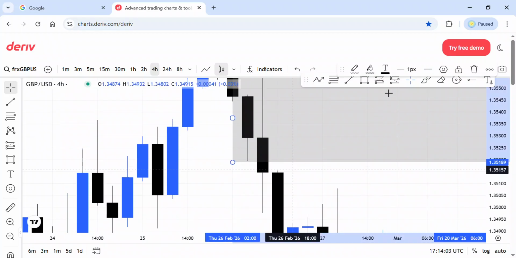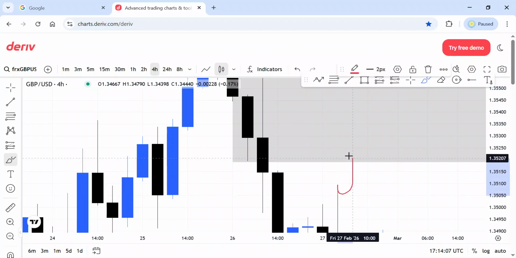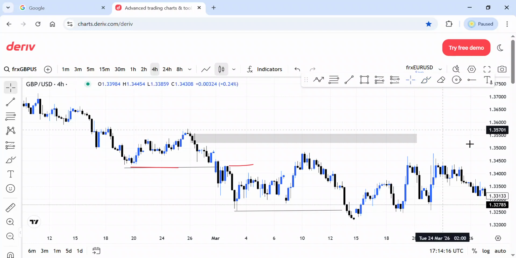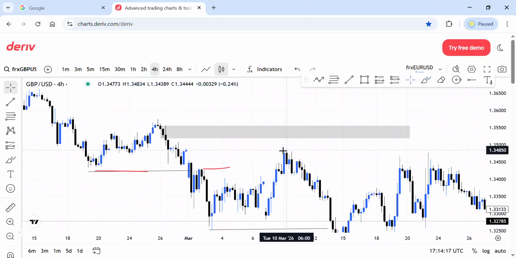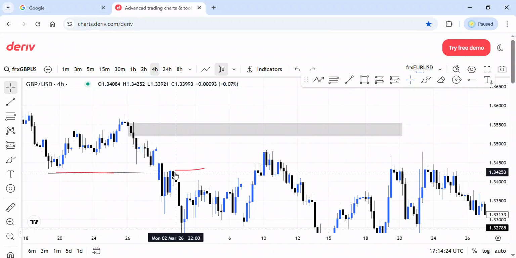Can you see? This week was supposed to touch this side, but it was unable to do that. So we have an unmitigated fair value gap that the market was supposed to fill, but the market didn't fill it. So we have another block here. I can see we have a liquidity on 4 hours there. But if I go to 1 hour, I will see it more clearly. So let me just delve to 1 hour.